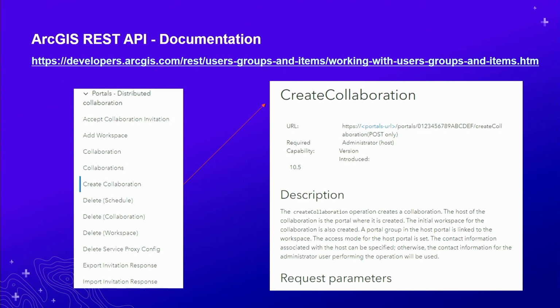Those APIs are very well documented. You can find that documentation on developers.arcgis.com. You'll find a section entitled Portals, Distributed Collaboration, and you can see a whole host of APIs documented there.